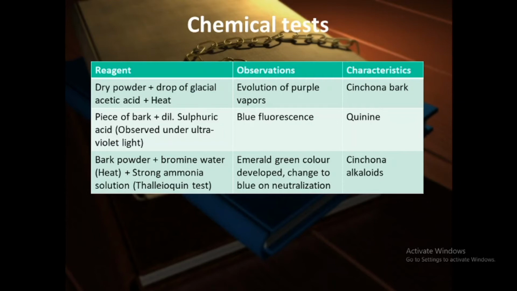And third, that is the most popular test, that is the thalleioquin test. It is also used for the identification of cinchona alkaloids like quinine. So when the bark powder with bromine water is heated and treated with strong ammonia solution, the emerald green color is developed, and this emerald green color changes to blue on neutralization. So this is nothing but the thalleioquin test which is used for the identification of cinchona bark.